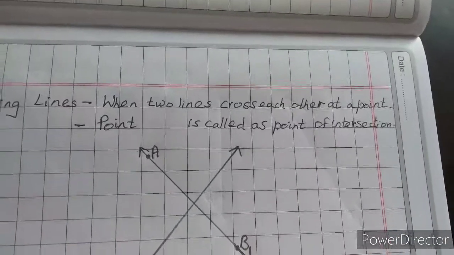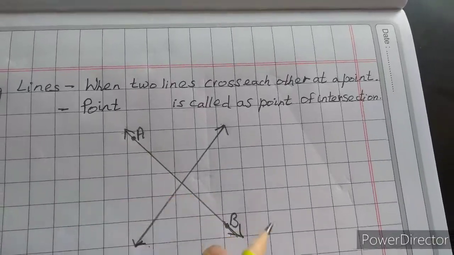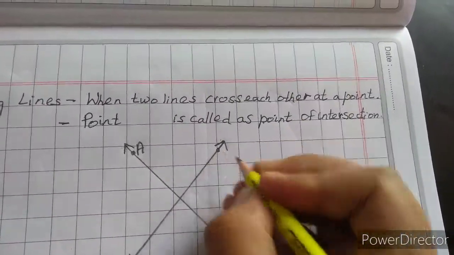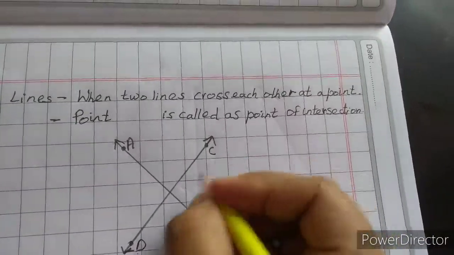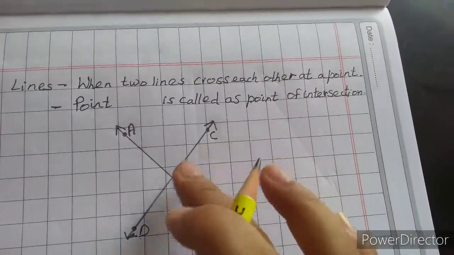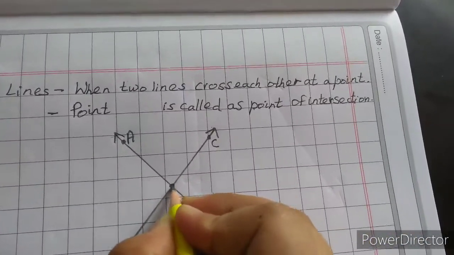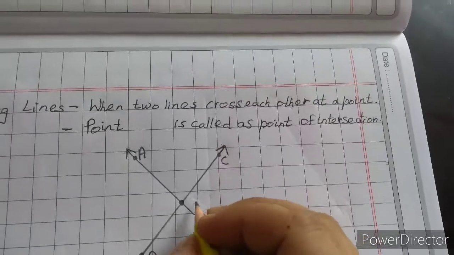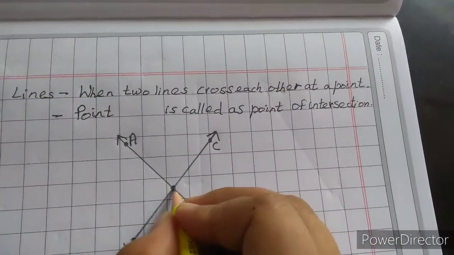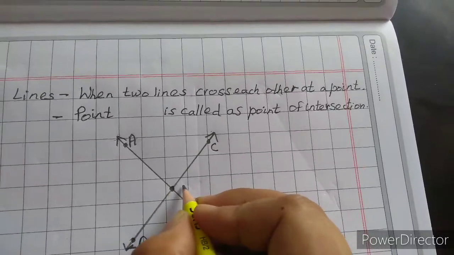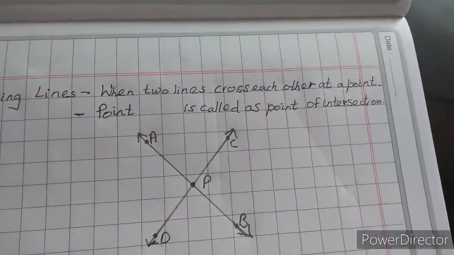AB, a slanting straight line. And here we will name it as CD. So CD is again a slanting straight line. They are intersecting at a point, let's say यहाँ इस पॉइंट पे इंटरसेक्ट कर रही है ना, इस पॉइंट पे एक दूसरे को क्रॉस कर रही है. So we will say it as P or Q or S, whatever name you want to give.